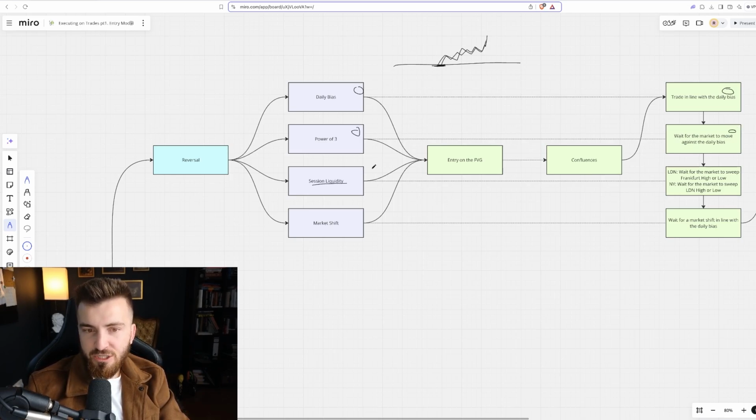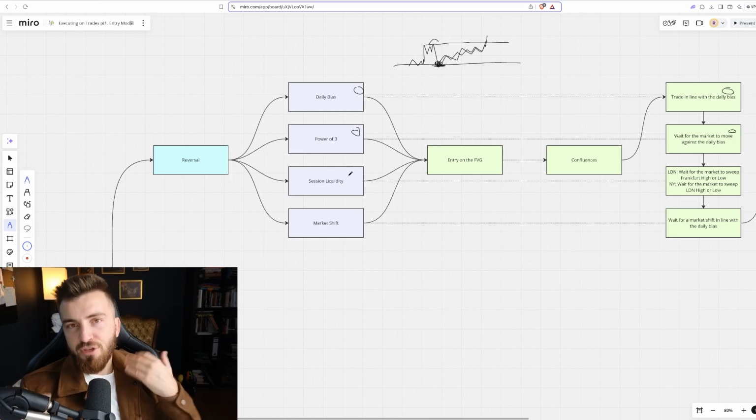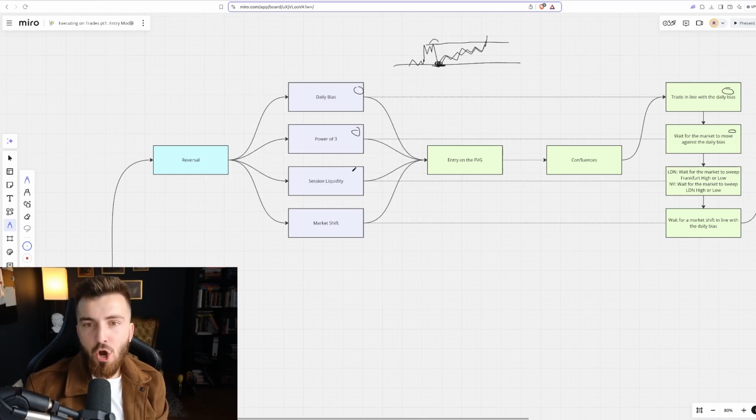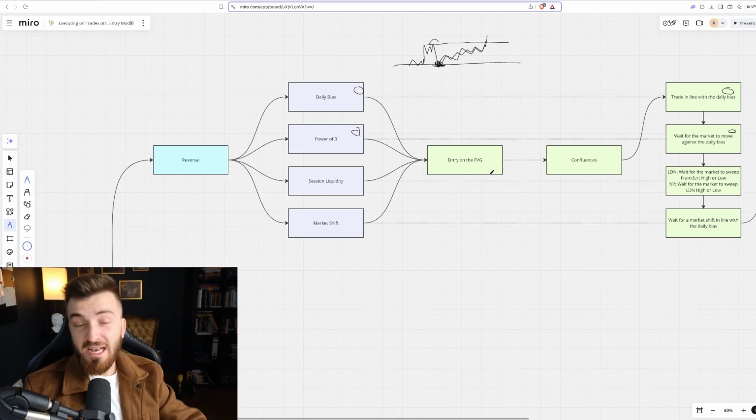Then session liquidity. There's going to be, for example, Asia highs right here. So let's say that this is the market open. There's going to be Asia highs. This is where the stops of everyone that's shorted are. So once these stops get filled and all of the breakout traders are in, you now have session liquidity because all of the traders are getting trapped in the power of three. That's exactly what we want.